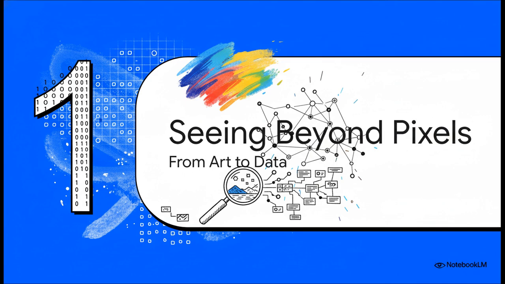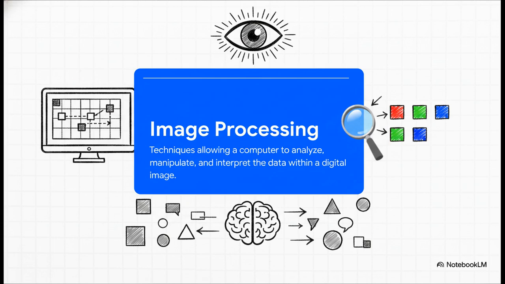Okay, so let's start with our first big idea: seeing beyond the pixels. This is where we have to shift our perspective from looking at art to looking at pure data. So, what is image processing exactly? Well, you can think of it as a set of tools that lets a computer break an image down into its most basic parts, the raw data. It's not just about seeing the color blue, it's about understanding the specific number that represents that blue pixel and how that number connects to every single pixel around it.